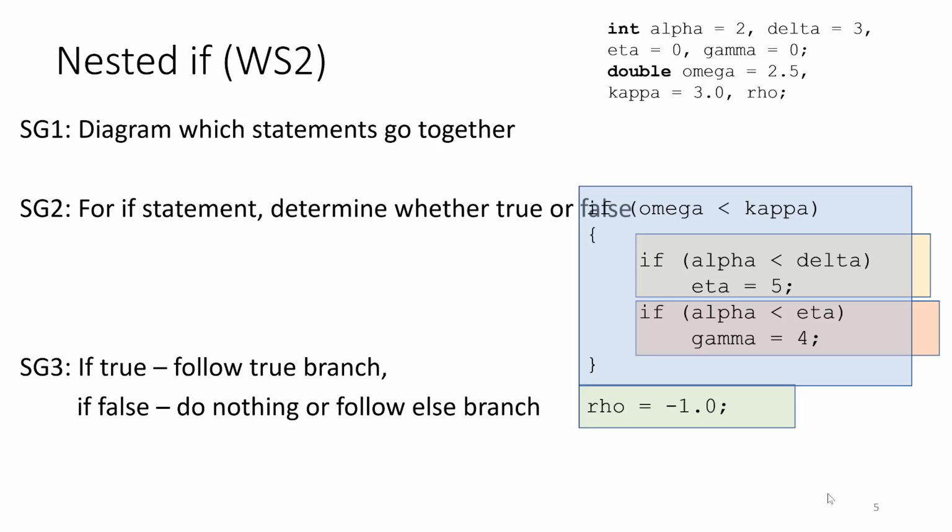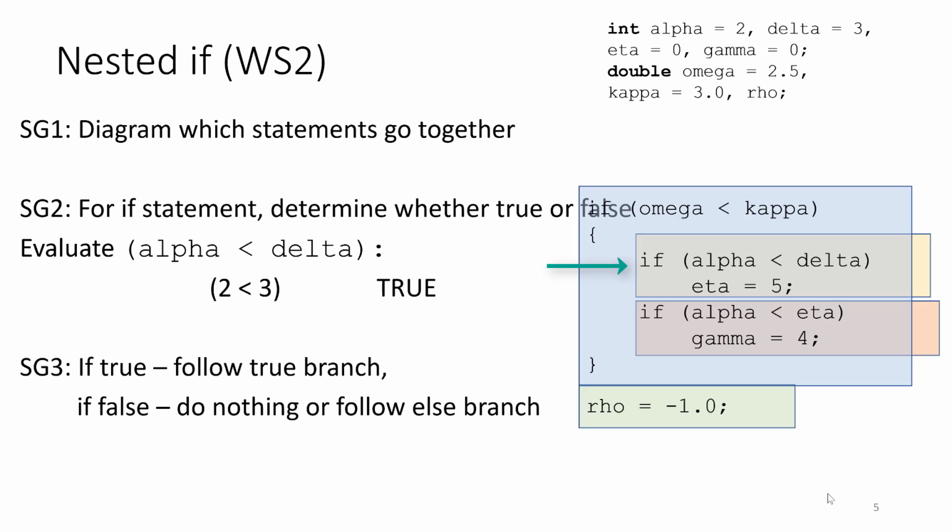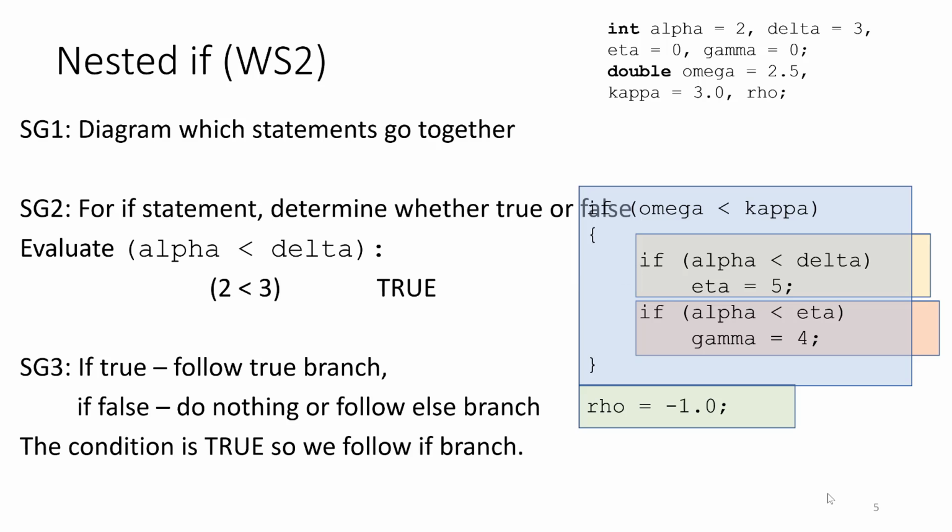Now we look at what's inside that true block. We've already diagrammed which statements go together. That was subgoal 1. Now we're going to look at this Boolean expression for each of the contained if statements. First we look, is alpha less than delta? Alpha has a value of 2, delta has a value of 3. That statement is true. So we follow the true branch, and eta now gets the value of 5.